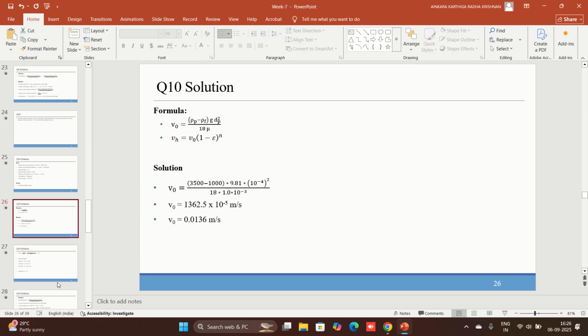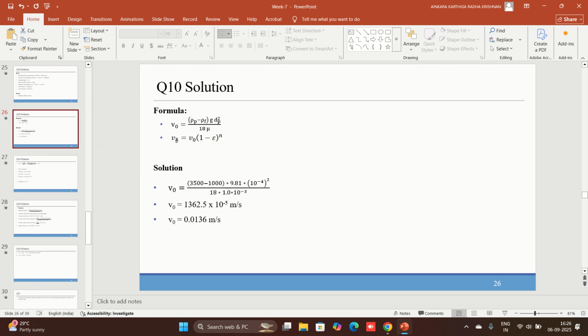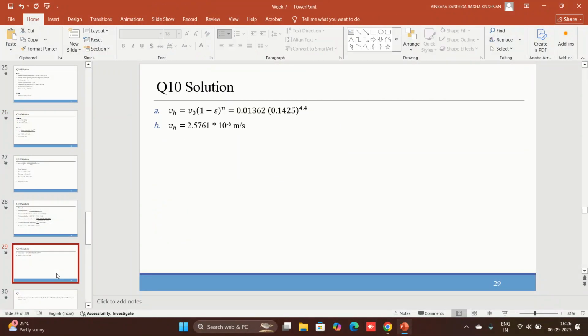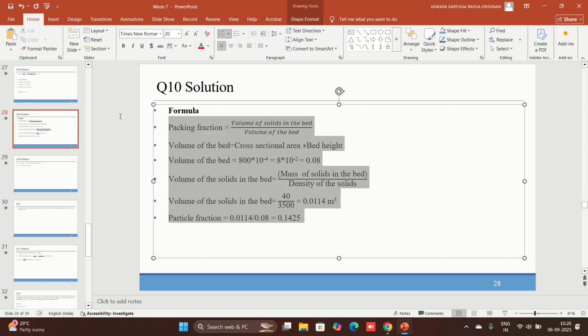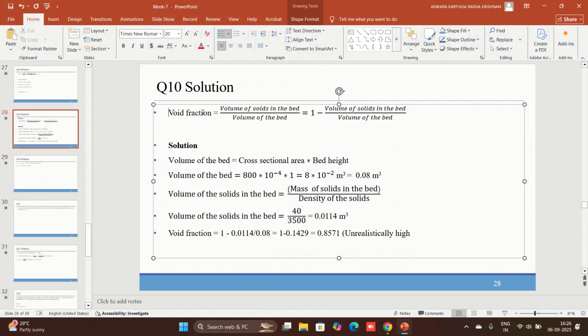But yeah, the solution is, first we are finding n, and later according to the formula, v naught is this and vh is this. So we found v naught initially, and we have to find the hindered settling velocity. For the hindered settling velocity, we know v naught, we have to find epsilon, and we have to find n. So we found v naught first, n next, and now we have to find epsilon.